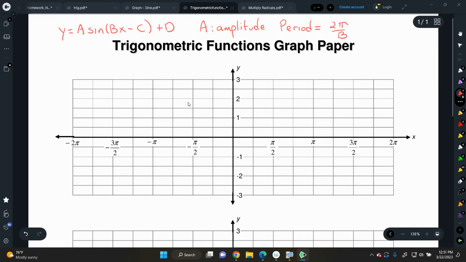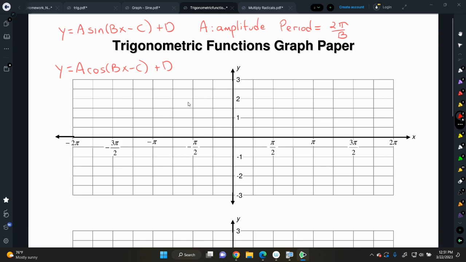Okay. It's the same thing for cosine. Y equals a cosine bx minus c plus d. I'm going to look at the d and the b today with you. We're going to use the sine function just because sine tends to be a little easier since it goes through 0, 0. So let's start simple: sine x plus 1.